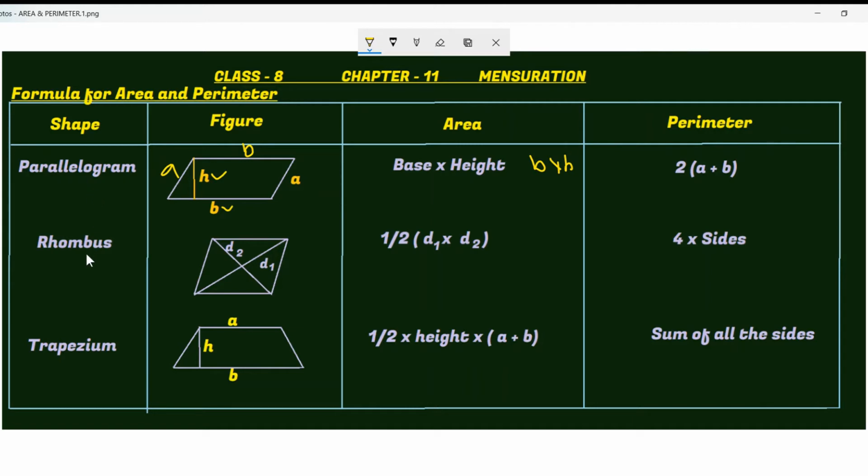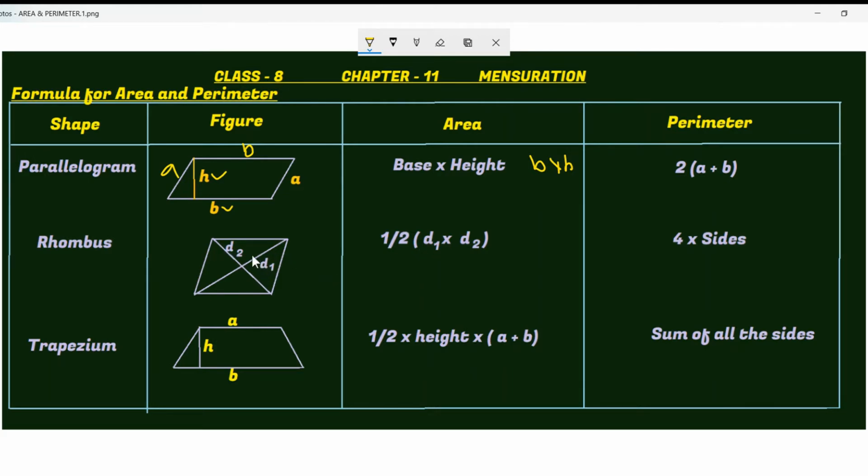So here also you have to add two sides and multiply it with 2, and you will get the perimeter of the parallelogram. Next is rhombus. To find out the area of rhombus, we need to know diagonal 1 and diagonal 2. The area of rhombus is half into d1 into d2, and the perimeter is 4 into side like square. See, sometimes you are asked to find out the side of the rhombus. That time what will they do? They will give two diagonals.